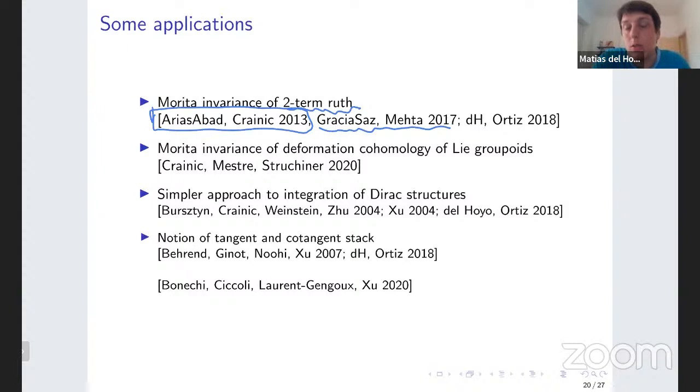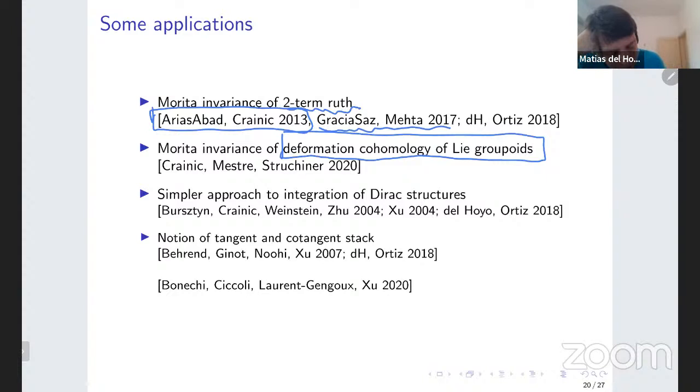This also relates with the Morita invariance of deformation cohomology, because the deformation cohomology of a groupoid can be interpreted as the cohomology of a BV groupoid, of the cotangent BV groupoid. And those who introduced the deformation cohomology of Lie groupoids are Marius, João Nuno Mestre, and Ivan Struchiner.